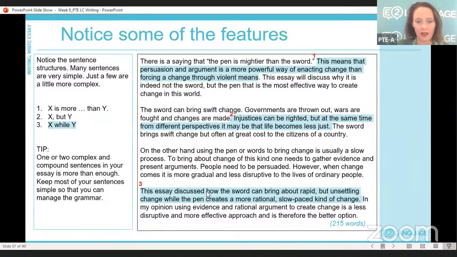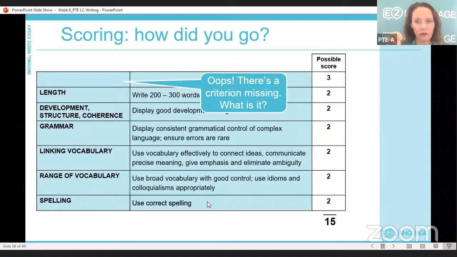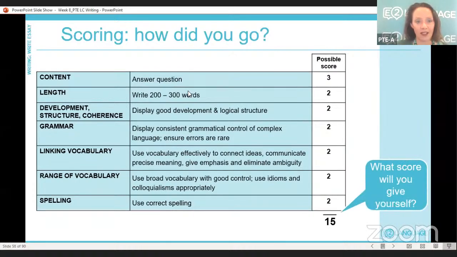Compound sentence, sorry. This essay discussed how the sword can bring about rapid but unsettling change, while the pen creates a more rational, slow-paced kind of change. So this is a compound and a complex sentence because we've got the while. So it's good to start to look at your writing and see, have I got some complex sentences? Because you want to have about 3 in your essay to get a really high score. So using words like while, whereas, although, which, like we practiced, they will create complex sentences. Okay, there's something missing. It is content. Hopefully yours won't have missing content.